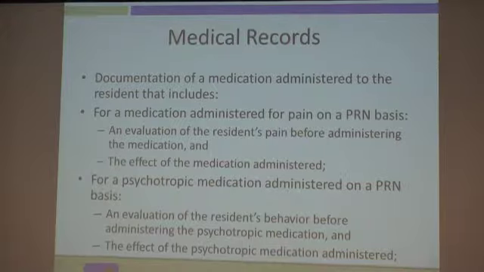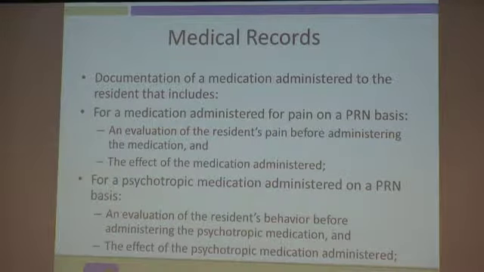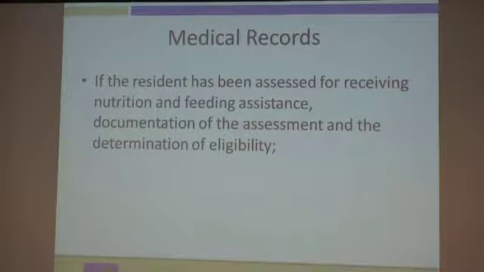So for pain medications, if you're Medicare or Medicaid, you're familiar with this, you have to have the evaluation of it when? Before and after. Again, psychotropic medications on a PRN basis, you have to have what? Documentation of the need prior to, and evaluation of the effectiveness afterwards. If the resident has been assessed for receiving nutritional feeding assistance, documentation of the assessment and the determination of the resident's eligibility has to be in their clinical record.